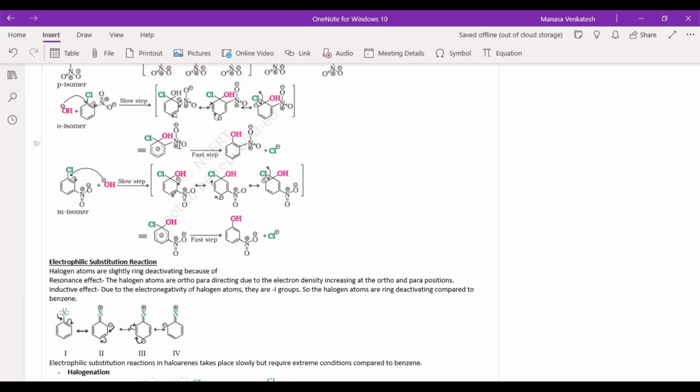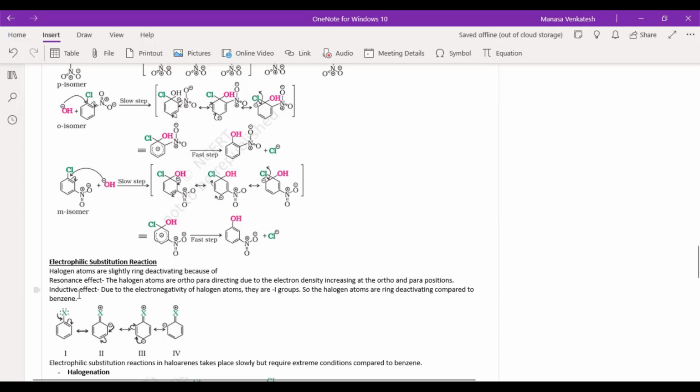One thing you don't study deeply is the fact that halogen atoms are slightly deactivating as well. Halogen atoms, due to the lone pair of electrons, can act as ortho para directing in nature. And this in turn increases the density at the ortho and para positions.